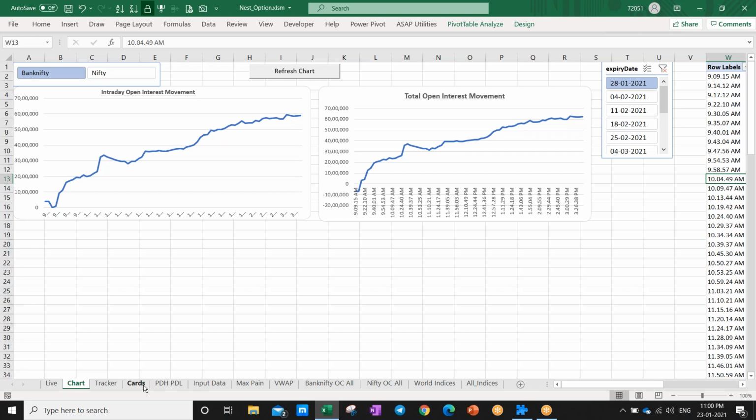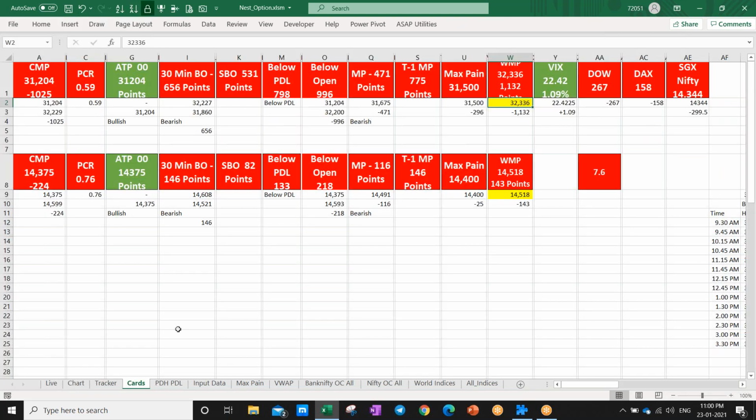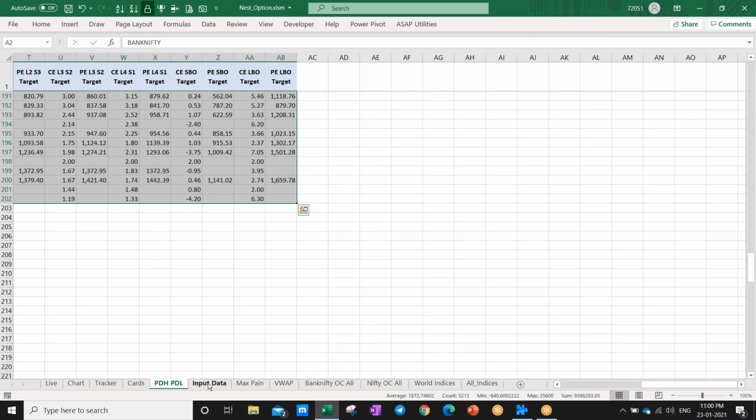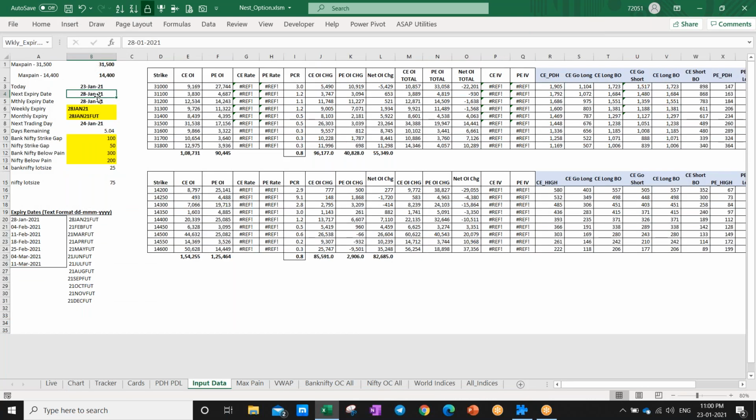And here you should not change any rows or columns or enter anything, otherwise the entire macro can go for a toss. And here, coming to the input data, you need to update it manually. What are the things you have to update here? Let me just show you.